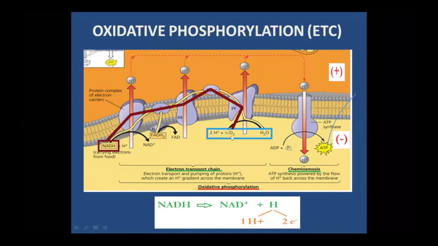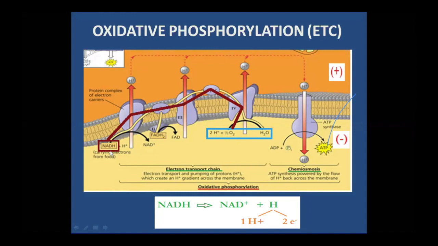And then immediately, kukuha siya ngayon ng hydrogen ions dito sa matrix. So 2 hydrogen ions plus yung ating O na may nag-combine na 2 electrons. And then this would be transformed into water. Kuha ba natin yon? Okay.